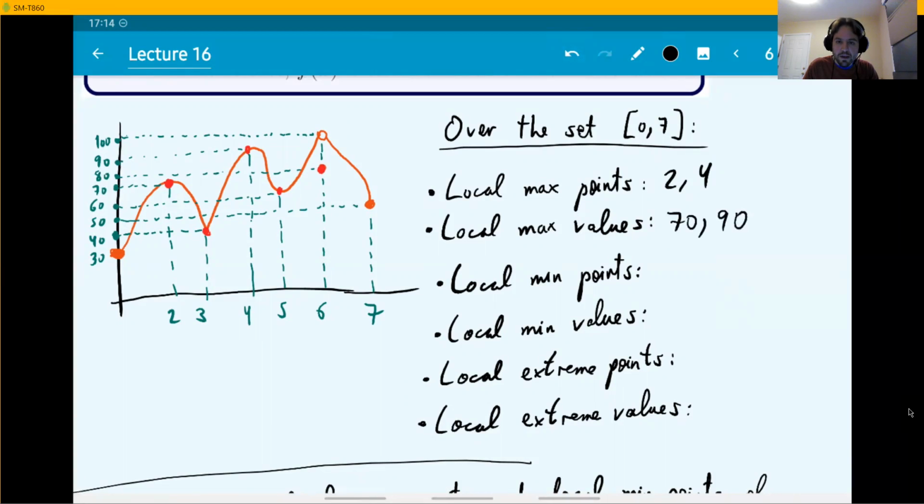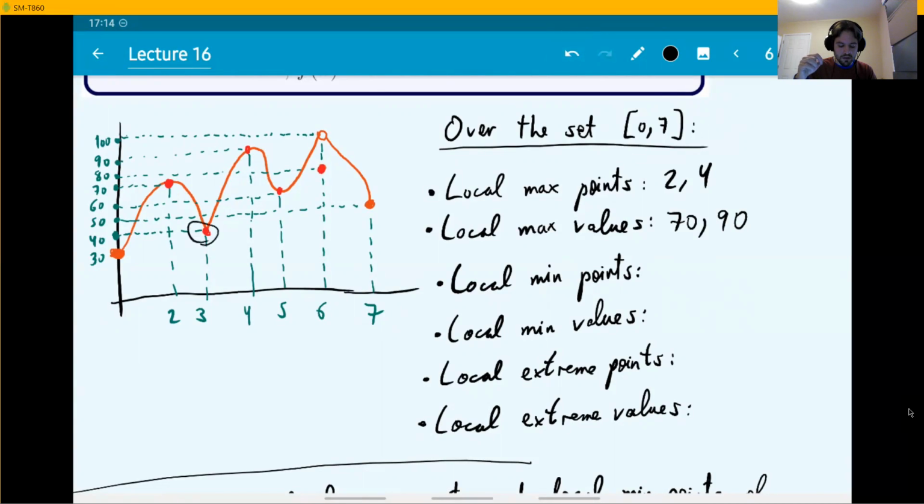Those are local. What about minimum? Local minimum points. Those would be, remember, only inside. So you don't consider 0 or 7. You don't consider the endpoints of the interval. You only consider inside, so the open interval between 0 and 7. You're now looking at the points where the function is at a valley.